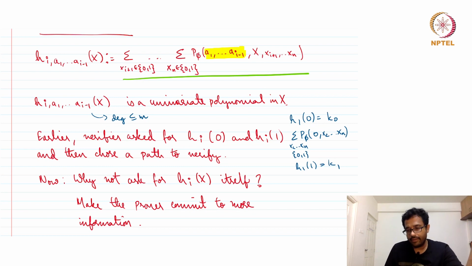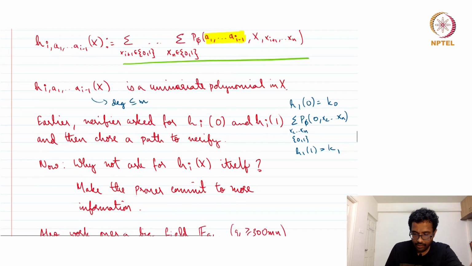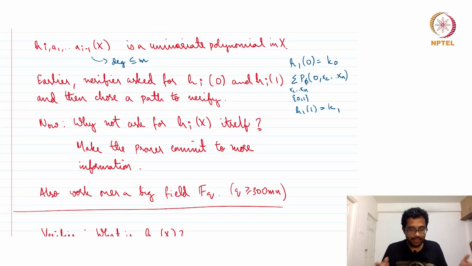Instead of asking for the evaluations at 0 and 1, why not ask for h itself, the polynomial hi itself? So the point here is that hi is a degree m polynomial, which means the prover will have to tell the entire polynomial. One way to describe a degree m polynomial is to give the m plus 1 coefficients: constant term, degree 1 term, degree 2 term, up to degree m term. So the prover is giving out much more information than just 2 evaluations. He has to commit to a lot more information, and this makes it difficult for the prover to escape like in the previous situation.